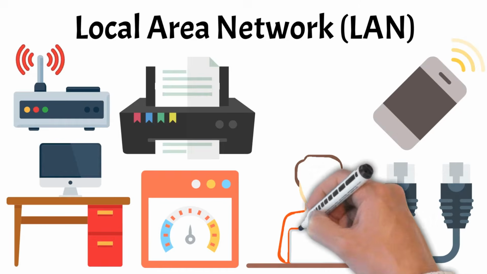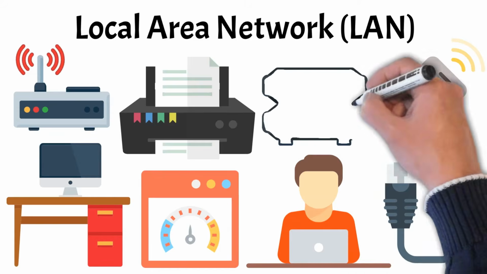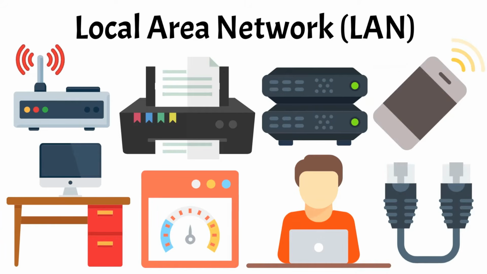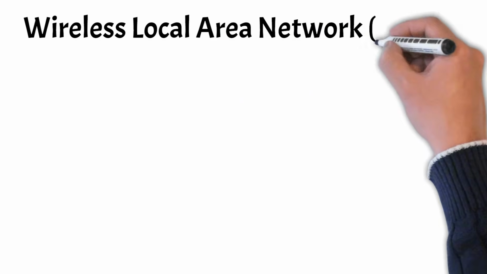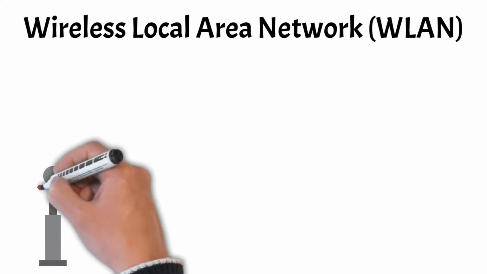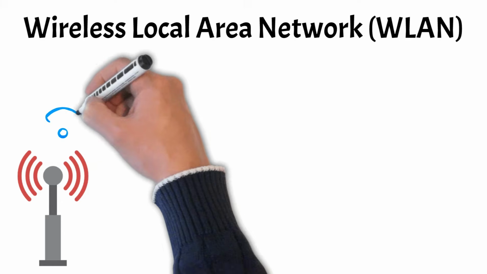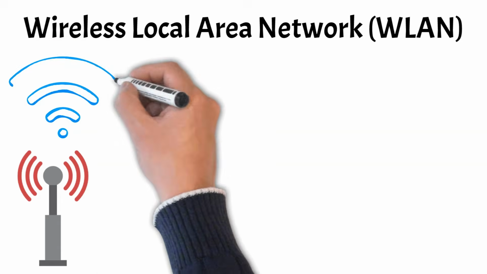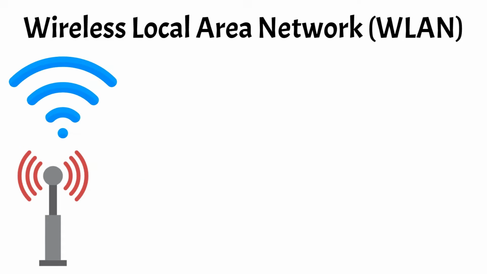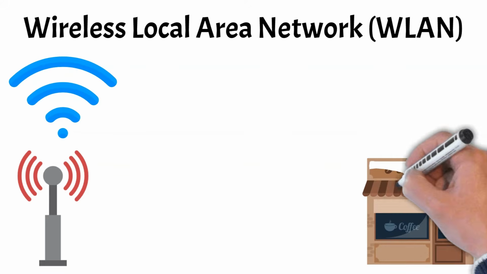For example, when multiple computers in an office share a central server or employees connect to the same Wi-Fi router, they are part of a LAN. Building on the concept of LANs, a wireless local area network, or WLAN, provides the same functionality but without the need for physical cables. Instead, it uses wireless technologies like Wi-Fi to connect devices within a limited area, such as homes, offices, or public spaces like cafes and libraries.